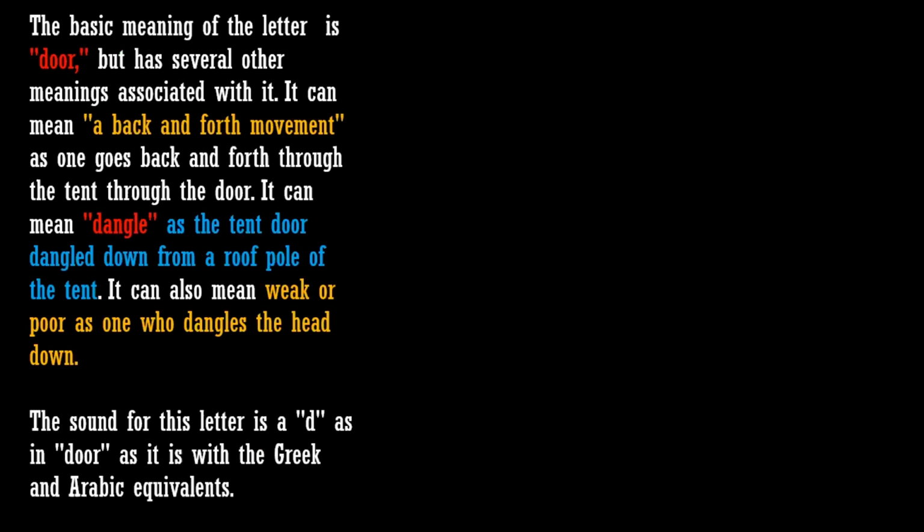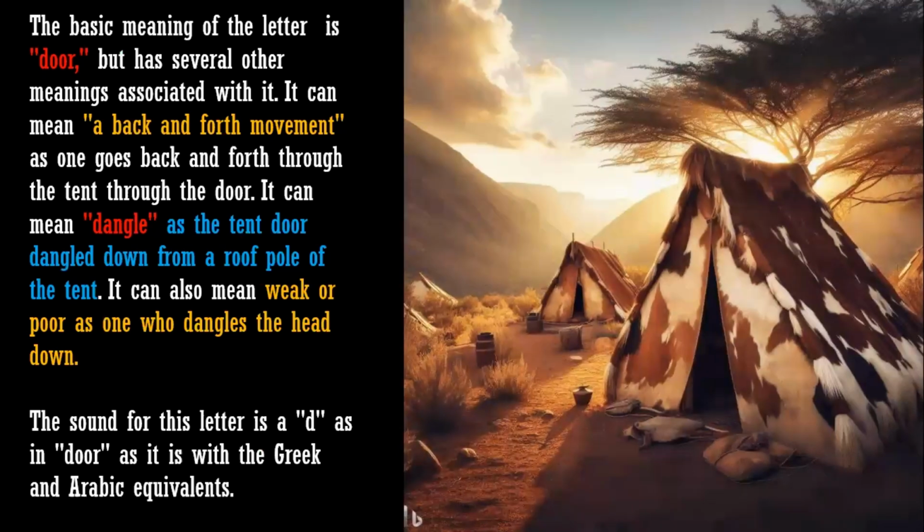Let's go a little deeper. The basic meaning of this letter is door, but of course, as was indicated just now, there are several other meanings associated with it. It can mean a back and forth movement, as one goes back and forth through the tent door. It can mean dangle, as the tent door dangles down from the roof of the tent pole. So here is one representation, and we can see the shape of this particular tent door would be similar to one of the representations of the Dal.